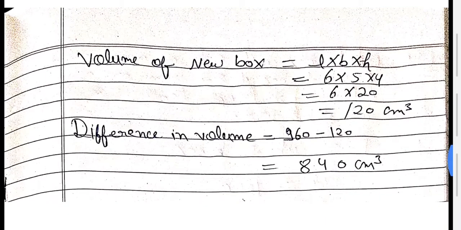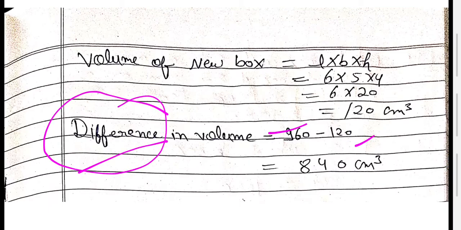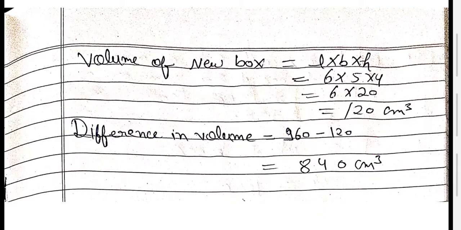Now what is the difference in volume? Difference means minus. So you have to subtract 960 minus 120, what will you get? 840. So the difference in volume is 840 centimeter cube.